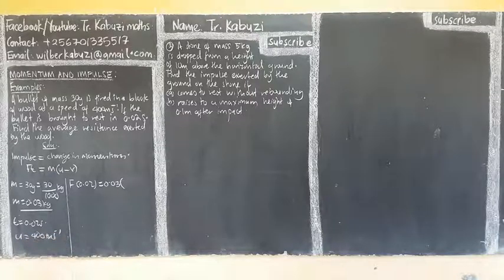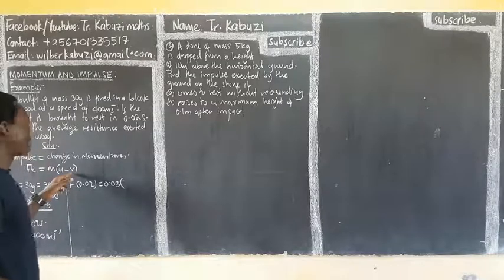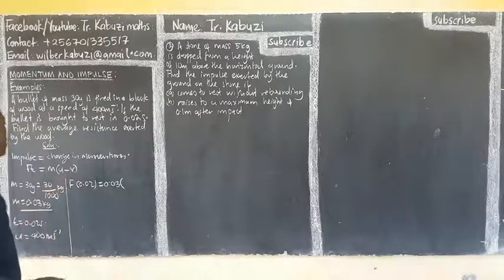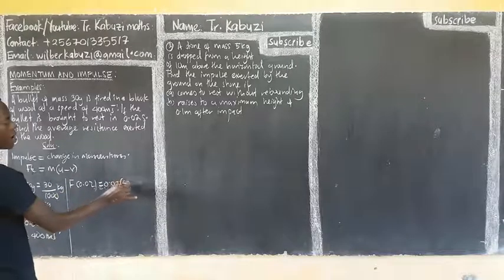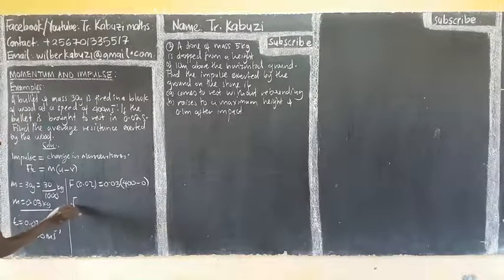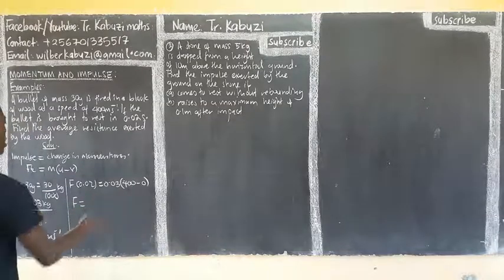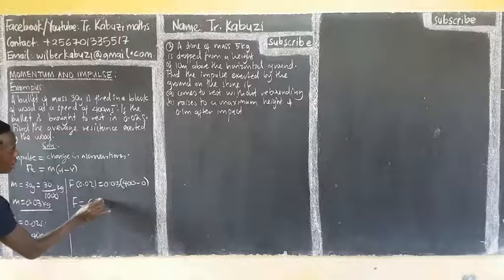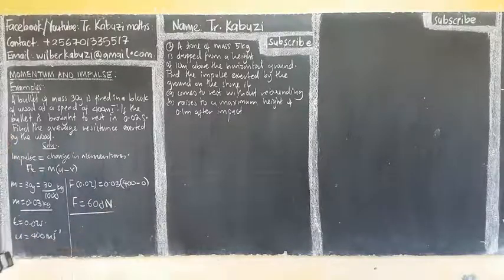meters per second. So we never start with the final velocity, which is 0, we start with U, then minus V. This is going to be now 400 minus 0. So substituting here, our F is going to be 600 newtons, and that will be our answer.